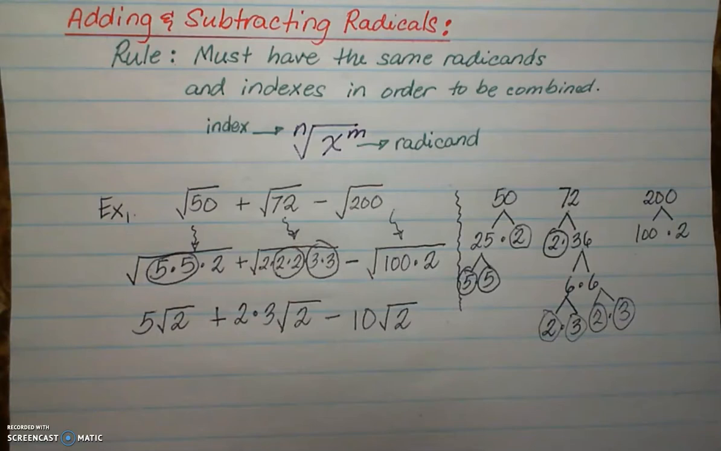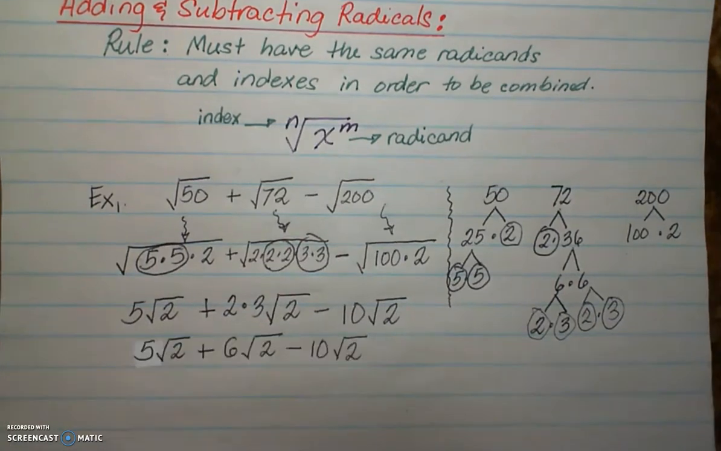Now, we will just have to fix this, and 2 times 3 is a 6. All right, so what I did was I copied this down, so that's 5 square root of 2 plus 6 square root of 2 minus 10 square root of 2. And all we will have to do now is to operate on this from left to right, because GEMDAS indicates that if it's just plus or minus, you operate from left to right.